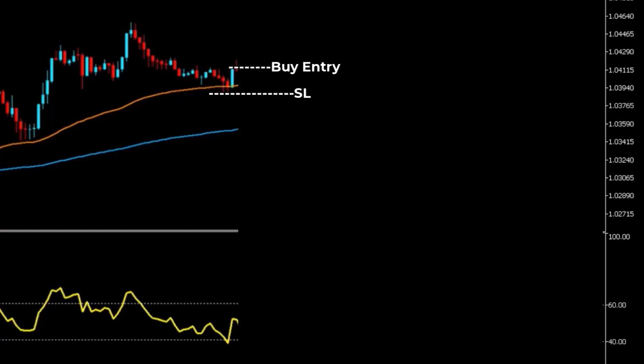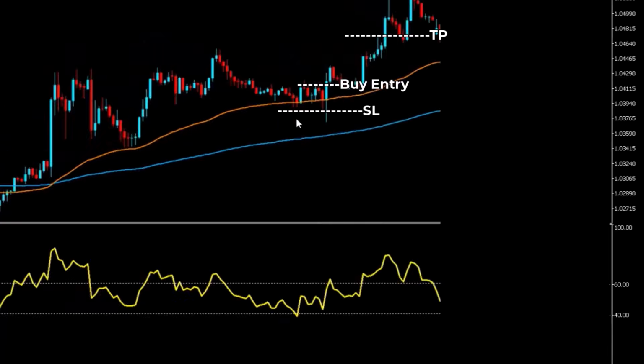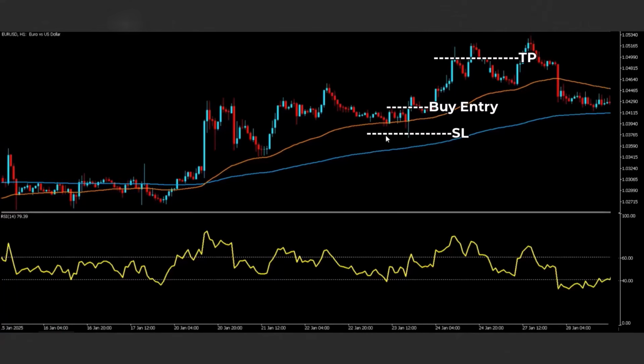We place the stop loss below the most recent swing low, and for the take profit, we target at least 1.5 times the stop loss distance. This gives us a minimum 1 to 1.5 risk to reward ratio. Now look at what happens next. After entering the trade, price continues moving higher and eventually hits our target.